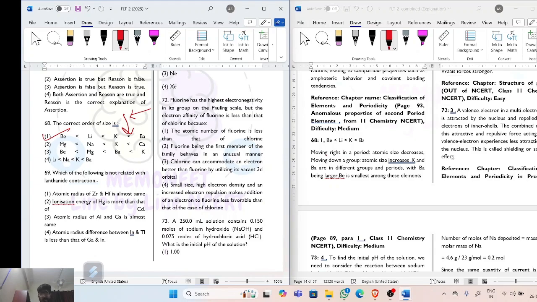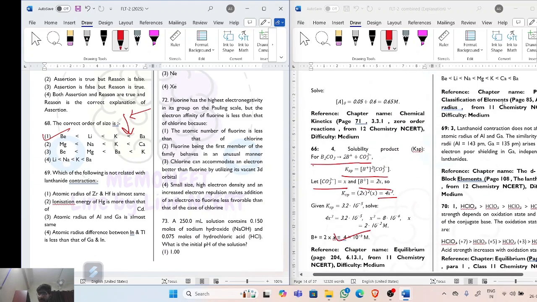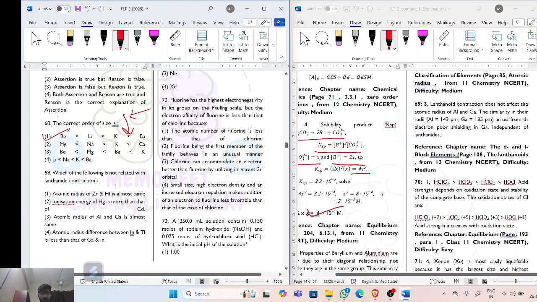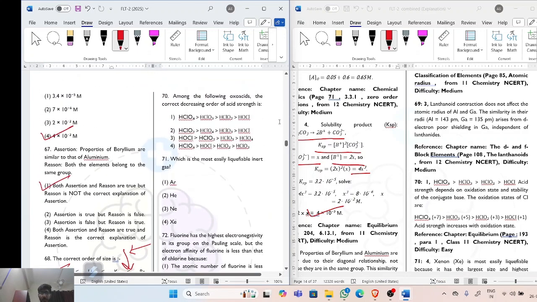Okay, let's check question number 69. Lanthanoid contraction does not affect the atomic radius of aluminium and gallium. The similarity in their radius arises from the poor shielding by d electrons in gallium, independent of lanthanoids. So option number 3 is our correct answer, and options 1, 2 and 4 are all related to the lanthanoid contraction. Okay, question number 70.